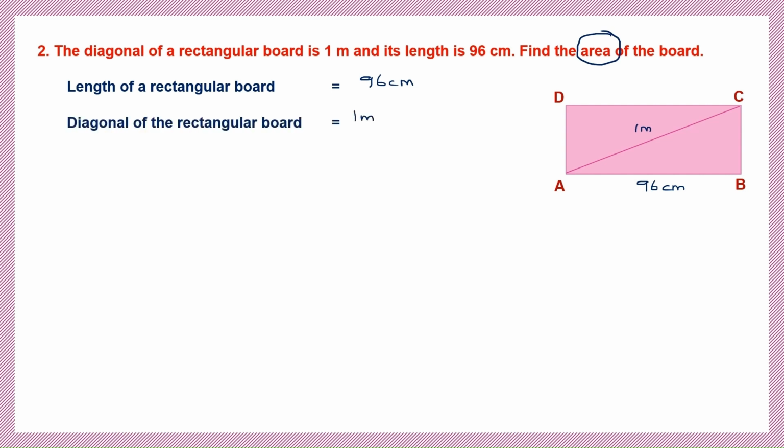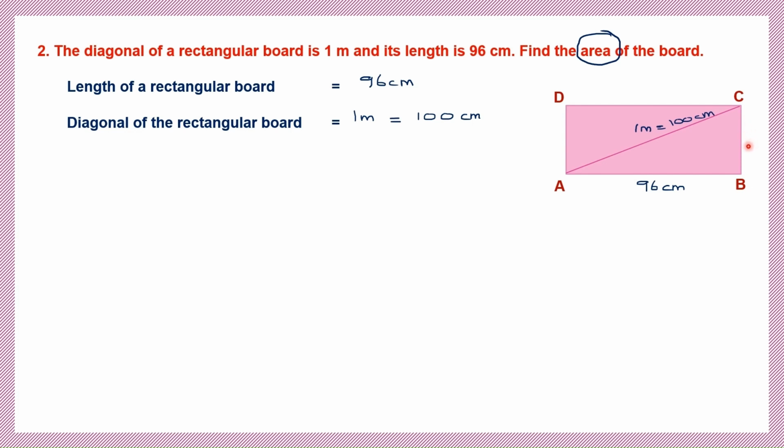Now, as you can see, the length is in centimeters, diagonal is in meters. So let's convert this diagonal into centimeters. 1 meter has 100 centimeters. So now the measurement of the diagonal is 100 centimeters. So we can write it there, 100 centimeters. Now we need to find BC. BC because we need the measurement of this side, that is the breadth.